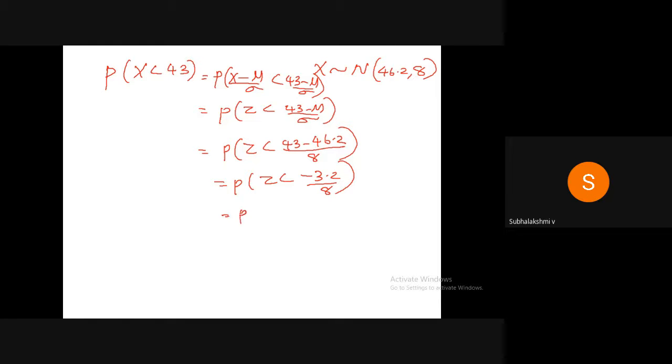Which is equal to the probability of Z less than minus 0.4, since 3.2 divided by 8 is 0.4. Z follows the standard normal distribution. Using the normal curve, find the required region: minus 0.4 is here, and Z less than minus 0.4 is this part.